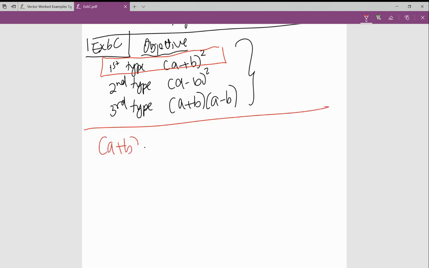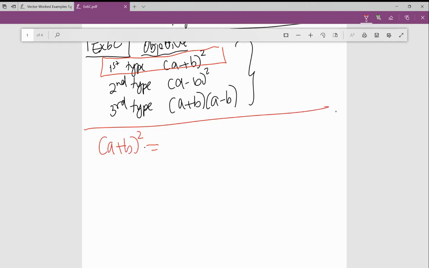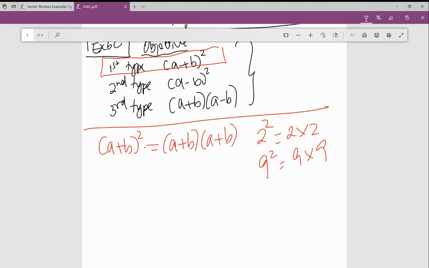We know that (a plus b) squared. What is this equal to? Can you imagine what is 2 squared? 2 squared is 2 times 2. 9 squared is 9 times 9. Similarly, (a plus b) squared is actually equal to (a plus b) times (a plus b). Now with this in place, you can do the usual expansion. You take a and multiply by (a plus b), and then you take b and multiply by (a plus b). You multiply this with everything, and then you multiply this with everything.